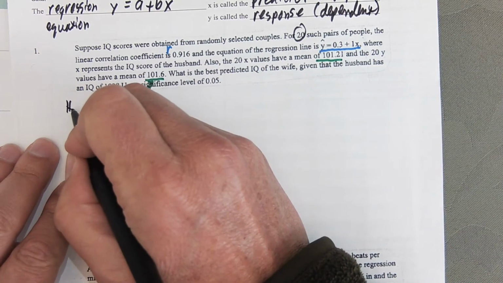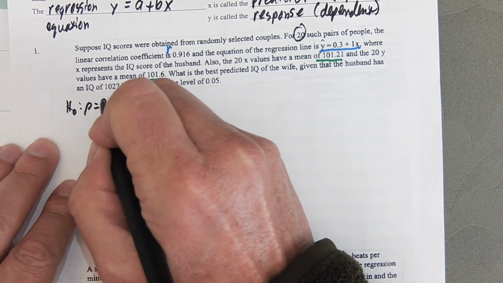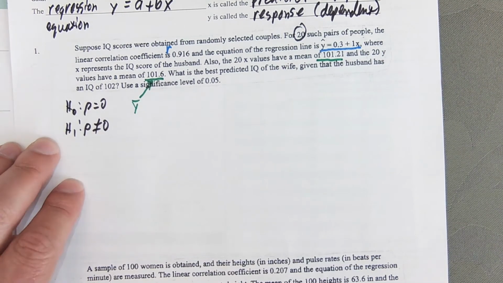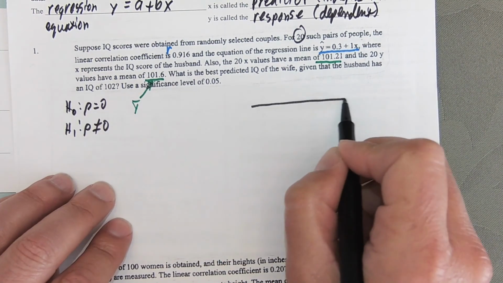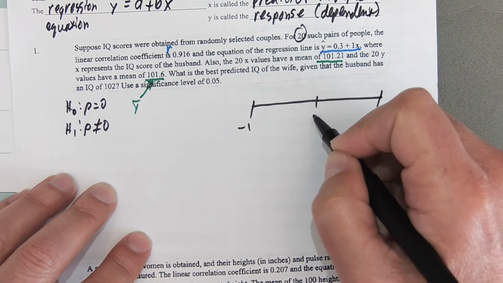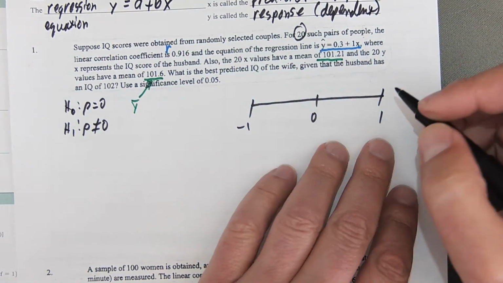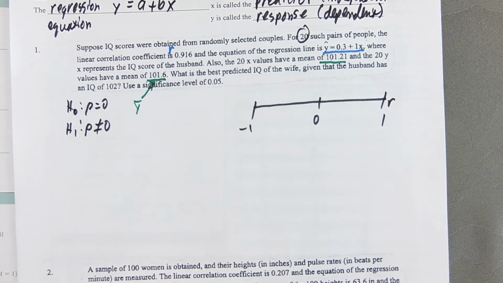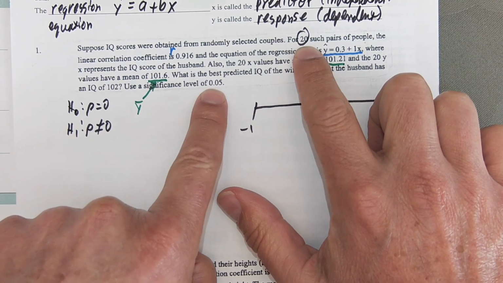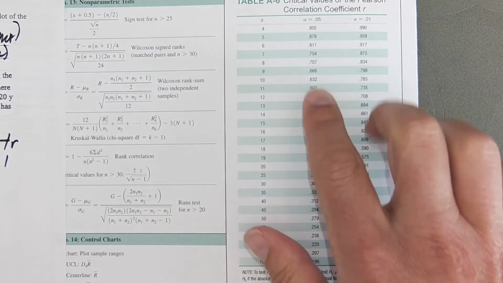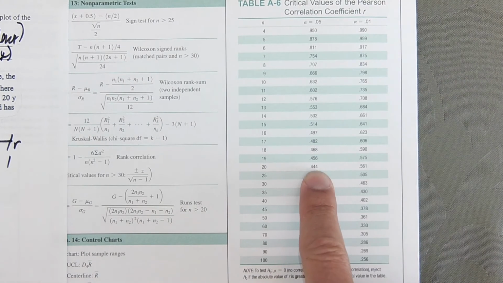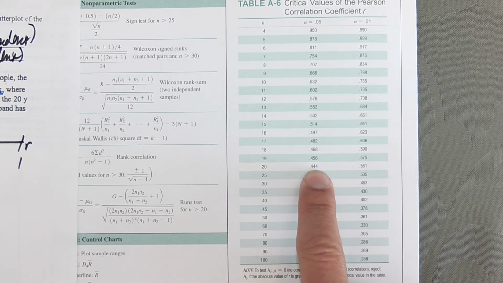So let's start with our null hypothesis. And here we're going to have, once again, here's our -1, and our 1, our 0. This is R. And N is 20 in this case. And we're given an alpha of 0.05, so I go to my table. Here's my alpha, 0.05. N is 20, so here it's 0.444, negative and positive.